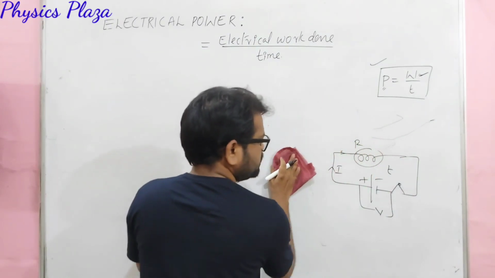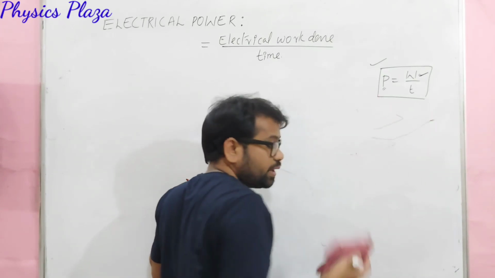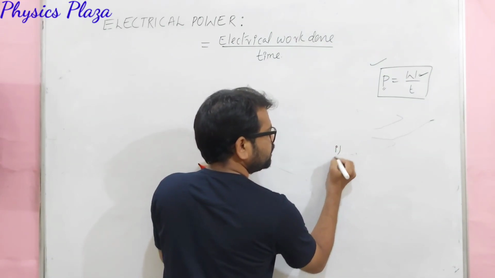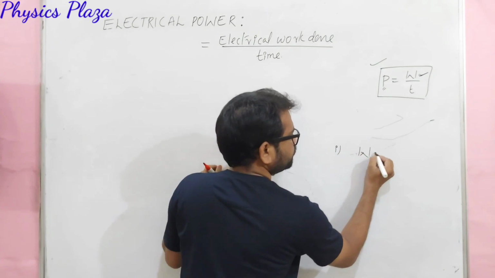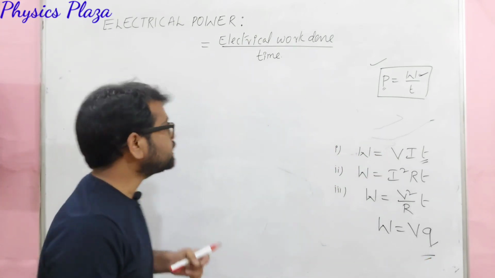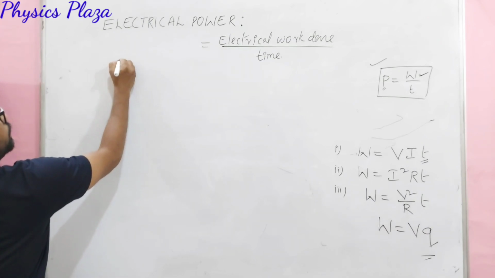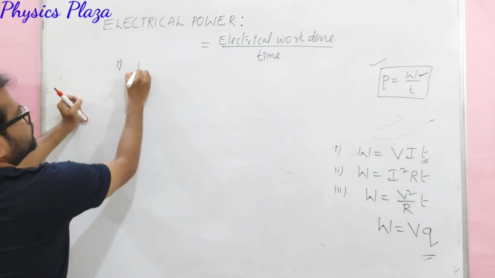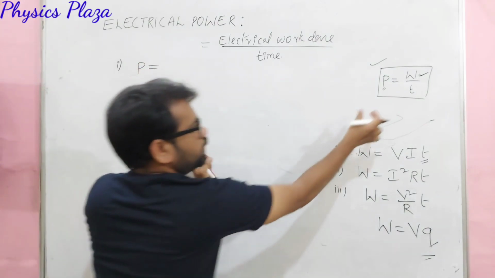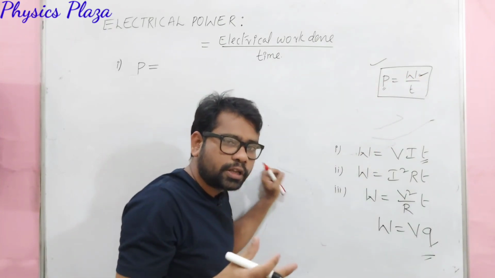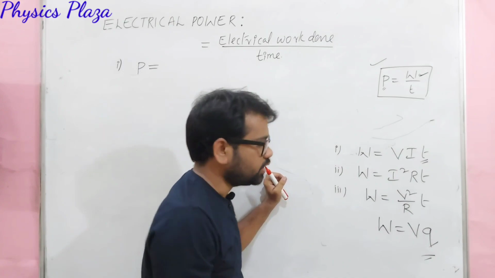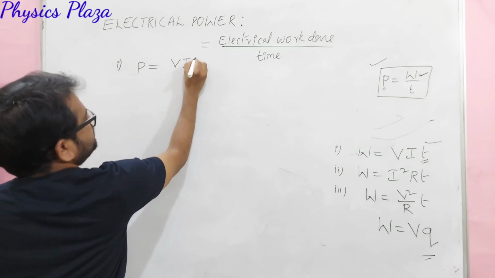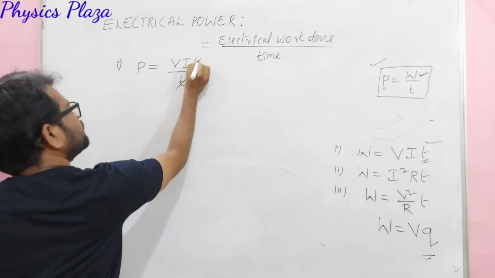Just before, we discussed various formulas to measure the electrical energy. Now let us see the first expression to calculate the electrical power. Electrical power is equal to electrical work, which is the electrical energy spent. So the first expression, let us take VIT, by time.